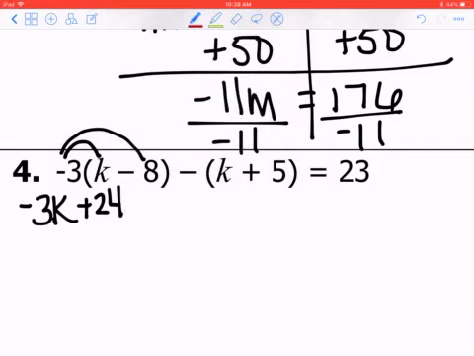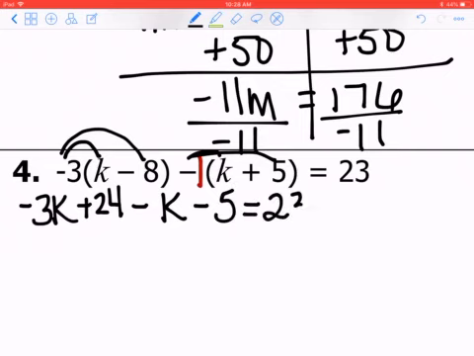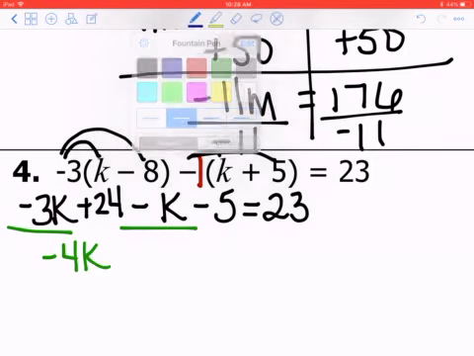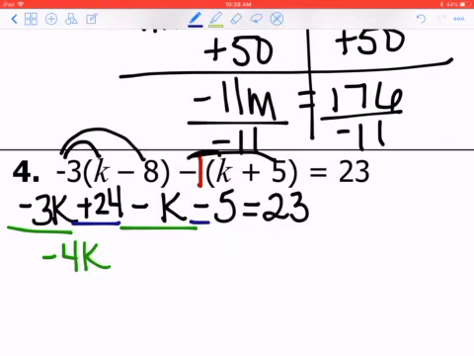Okay, this negative sign in between is really a negative 1. So I'm going to distribute a negative 1 to the k to get negative k. And a negative 1 to the positive 5, which is negative 5, which equals 23. Okay, from here, we're on step 2. We will combine like terms. So we have negative 3k, minus k is negative 4k. I have positive 24, subtract 5, which is positive 19.